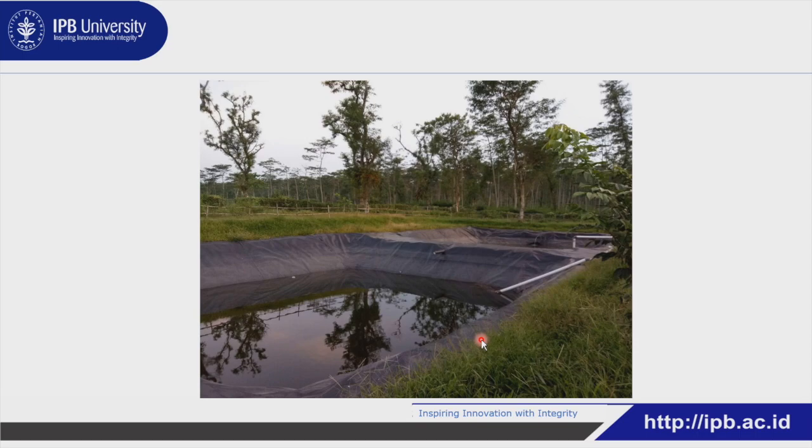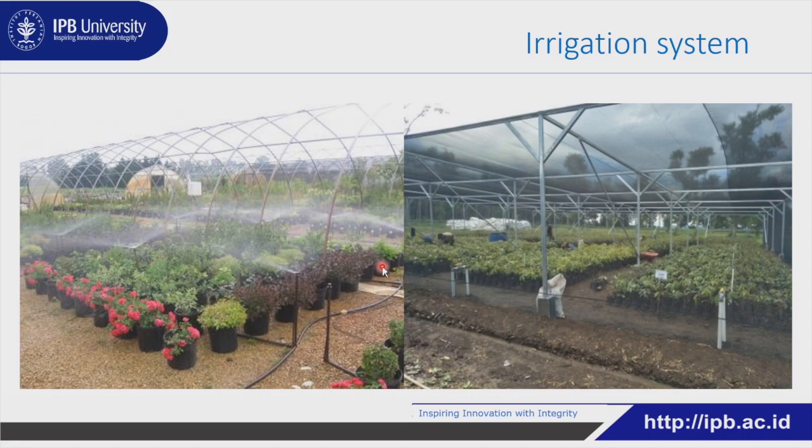And for the irrigation system, there are so many options, of course. You can also use a gravity system, but using a water pump for distribution is also nice. This is the example in our nursery. We already put automatic irrigation systems in the nursery site with a high density of seedlings.